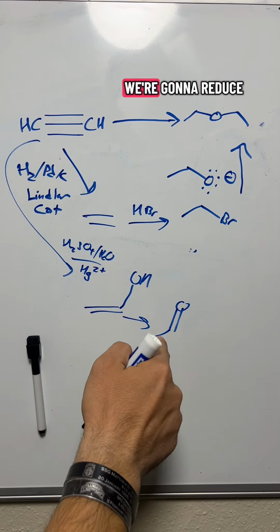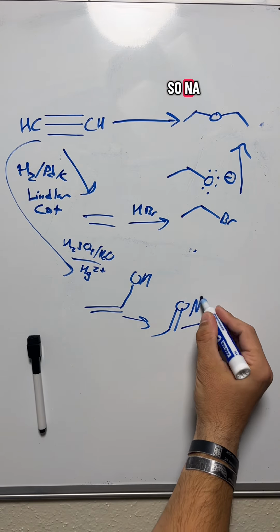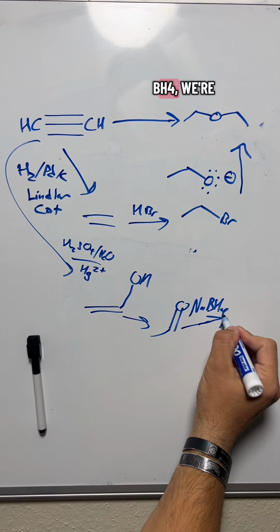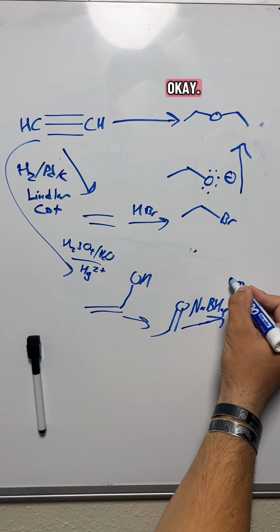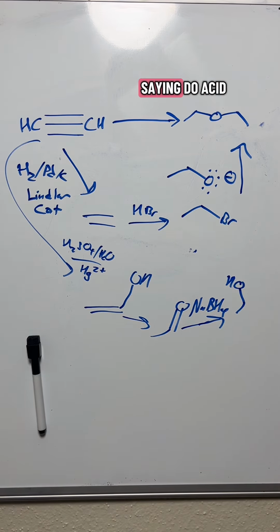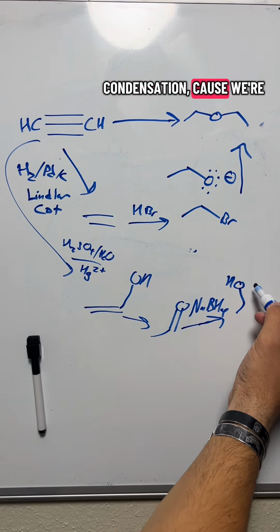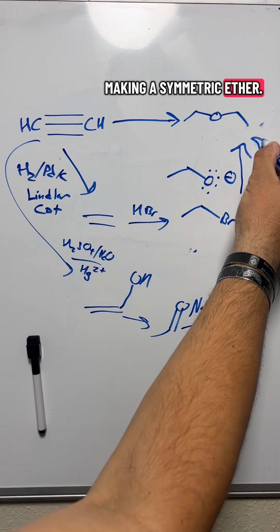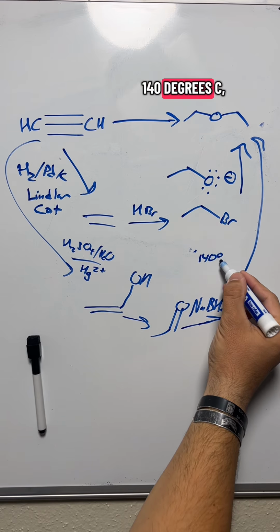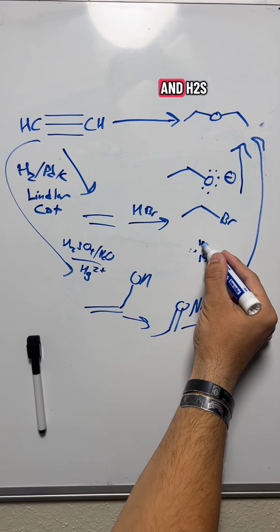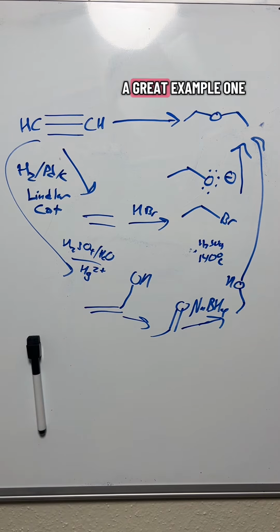And then they're saying, okay, we're going to reduce this to ethanol with sodium borohydride. So NaBH4, we're going to get ethanol. Okay. And then they're saying do acid catalyzed condensation because we're making a symmetric ether. So that would be, this is what the other person said too, 140 degrees C and H2SO4. Okay. Now, this is a great example.